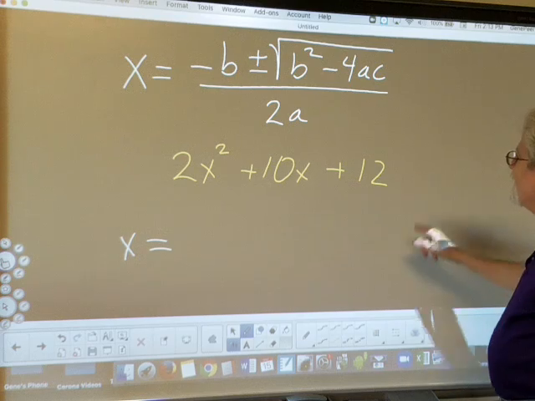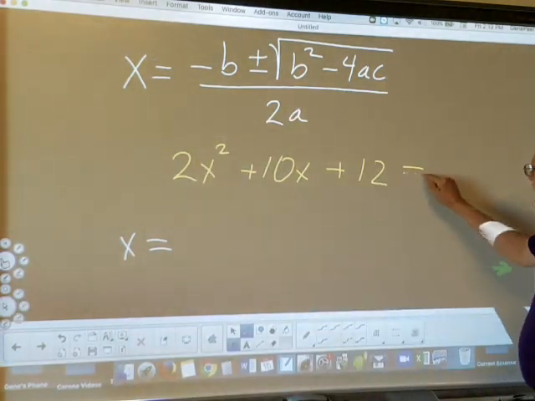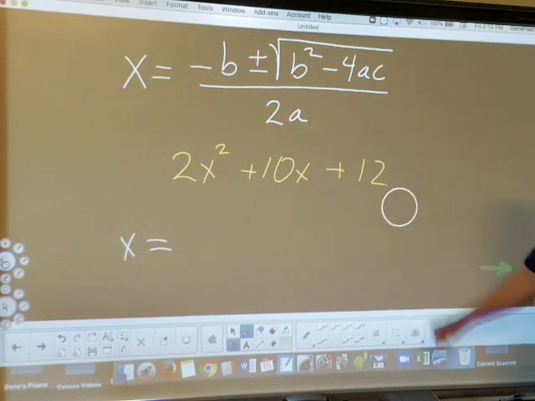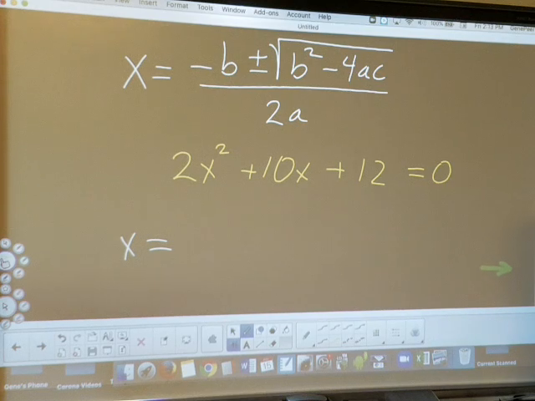Oops, I forgot. That's not even an equation. There's nothing to solve here. It's not an equation until I set it equal to 0. Sorry about that. Hopefully somebody out there in TV land noticed that, and you say, Mr. Bear, you forgot the equals 0. Yeah. If it's not an equation, then there's nothing to solve. Now there's something to solve.